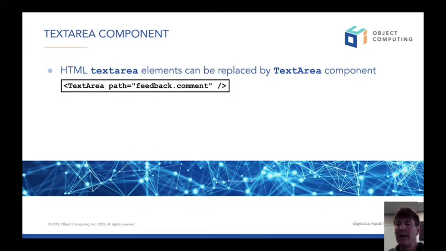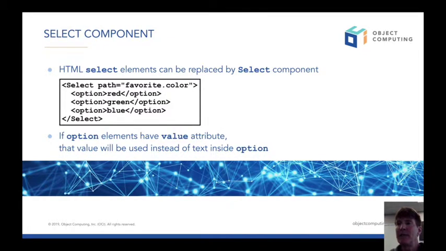HTML TEXTAREA elements can be replaced by the TEXTAREA component, as in the example here that uses the value at the state path feedback.comment. HTML select elements can be replaced by the select component. In the example here, we want to update the state path favorite.color to a selected option. If the option elements have a value attribute, that value will be used instead of the text inside the option element.